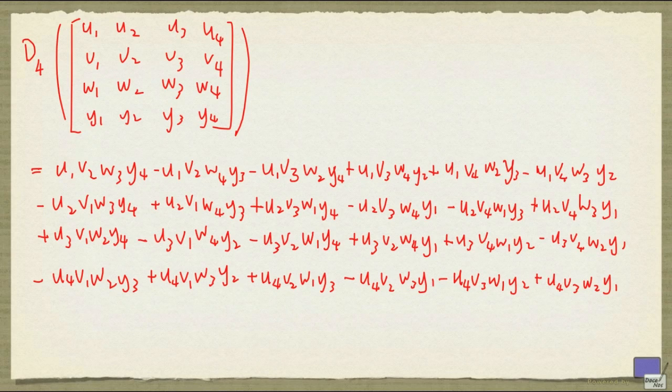We're going to continue our discussion from the previous video. At the end of the previous video, we observed that in D4 of this matrix, there are 24 terms, and each term you get one element from each row and each column. As a result, you get 4 factorial, which is 24 terms. The question is, how do we determine the sign in front of each term?